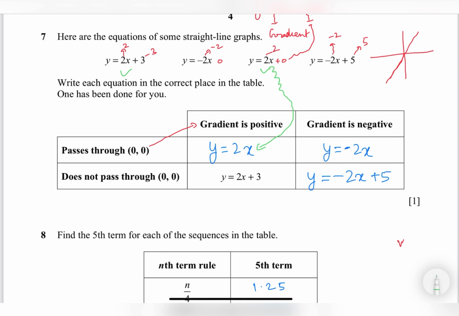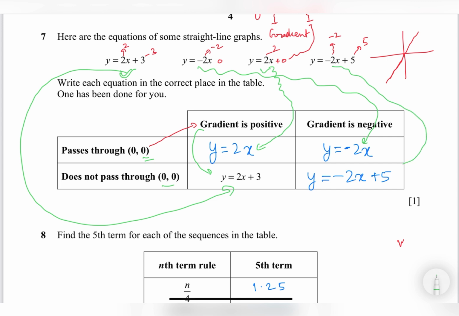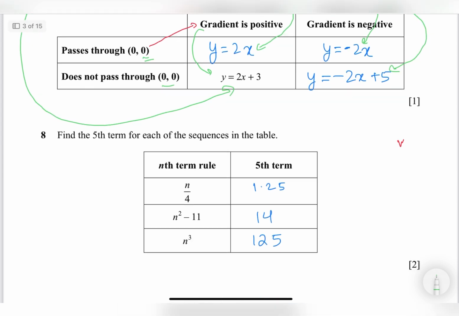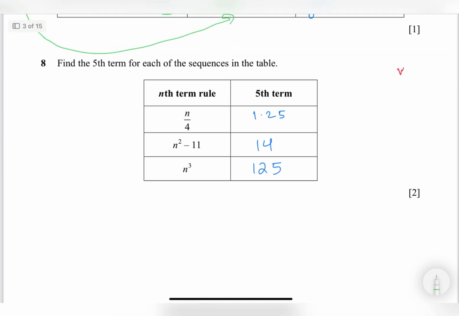Now, passes through 0, 0, but gradient is negative. Easy one, this one, right? Does not pass through 0, 0, but gradient is positive. Very simple. This one will come right here, my friends. And gradient is negative. This one is our answer. Simple question. Let us move on to the next one then.